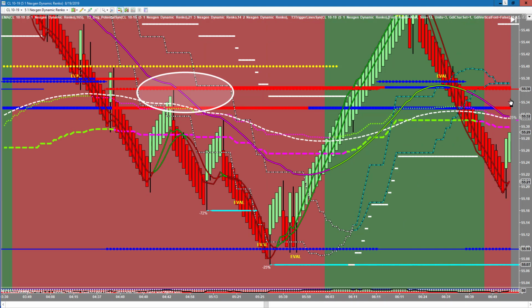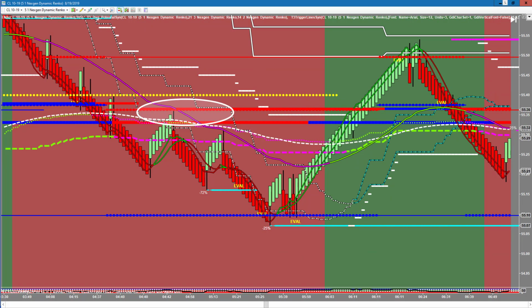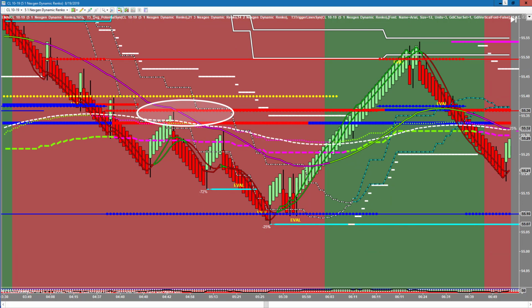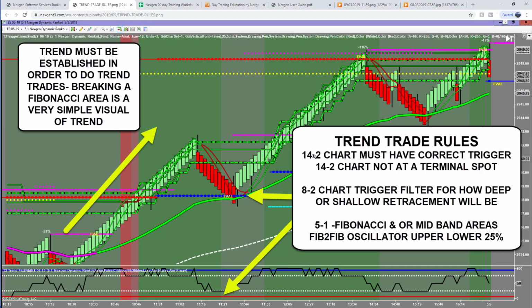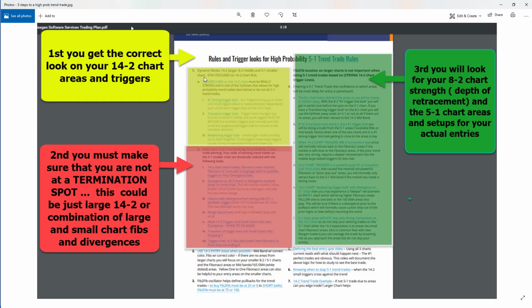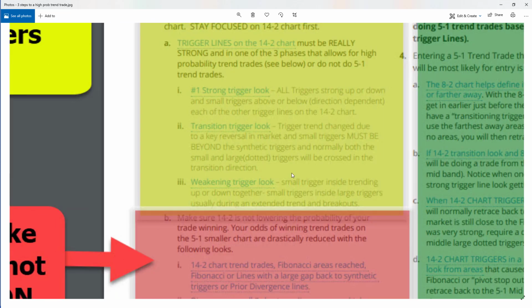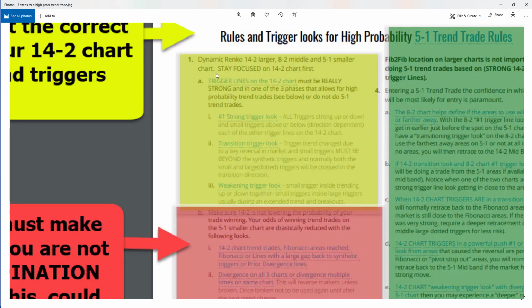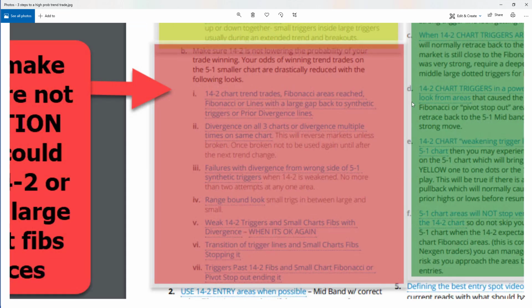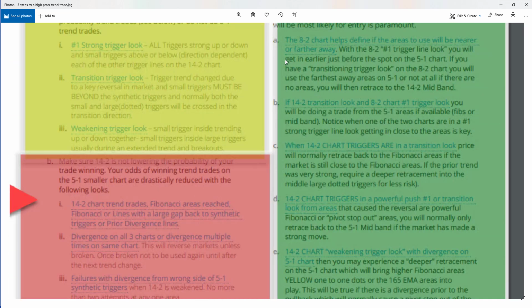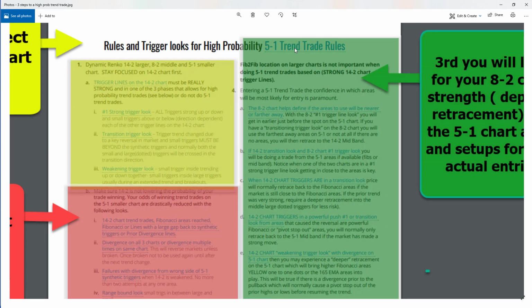Does everybody understand that? And again, that's just the rules, guys. The rules are 14.2 chart says it's okay. You didn't turn it into a termination spot, right? So triggers say it's okay. You did not hit a termination spot. And then on your 5-1 chart, you get a pullback to your mid bands, fibs, or triggers.